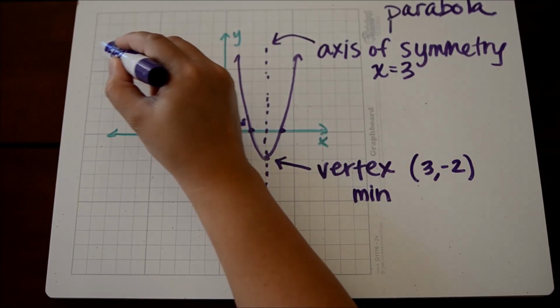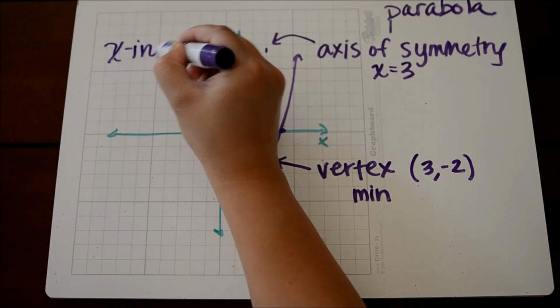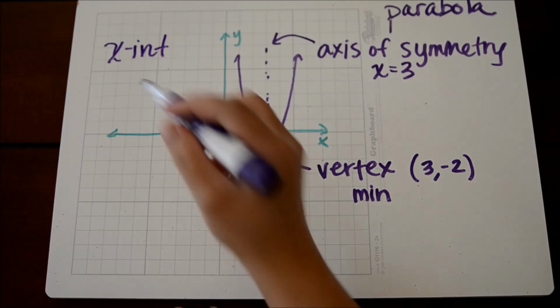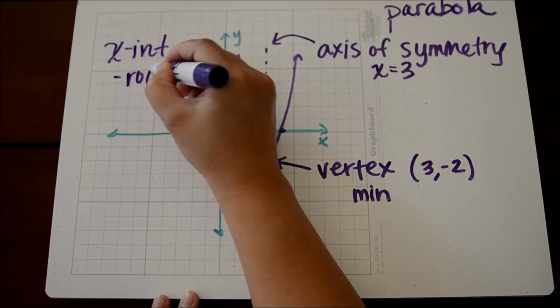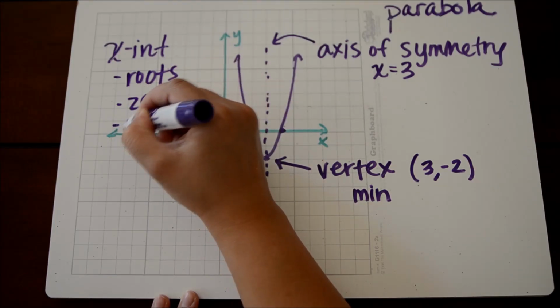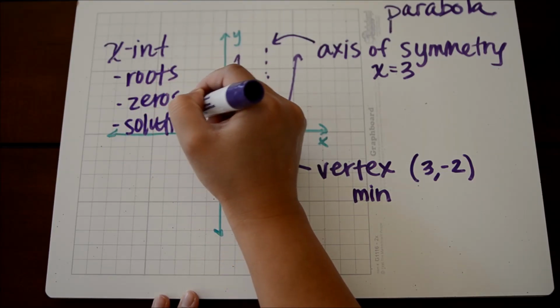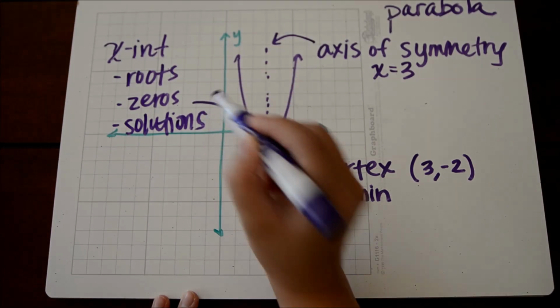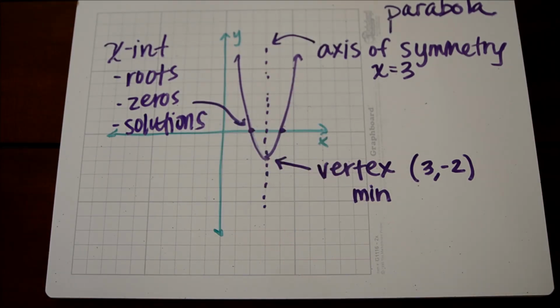Another important part of our parabola is where it crosses the x-axis, and we call those our x-intercepts. But they also have other names. We sometimes call them roots, zeros, or solutions. And the reason they have different names is because we use them in different contexts, but they're all describing where your parabola crosses the x-axis. So these happen to be at (2, 0) and (4, 0).